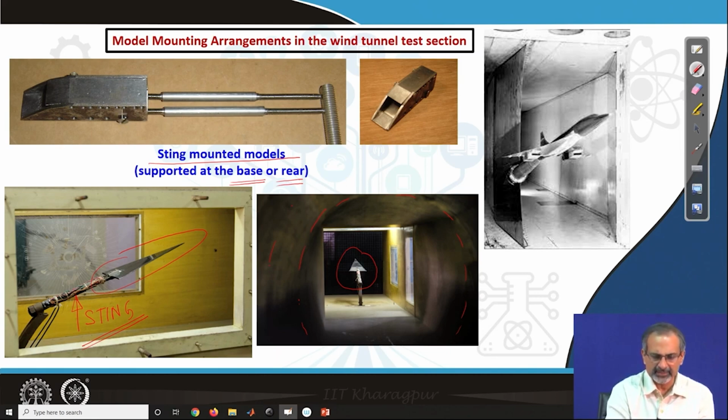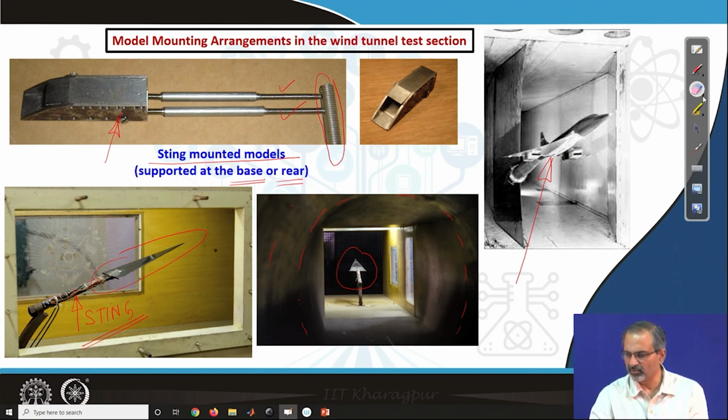Here is an intake model, which is again sting mounted. So there are two rods which are holding the model from behind, and then there is a side rod which is going to help mount it with the side plate of the supersonic wind tunnel test section. This is an aircraft model which is mounted on a sting. So we have seen several examples of sting mounted models here.